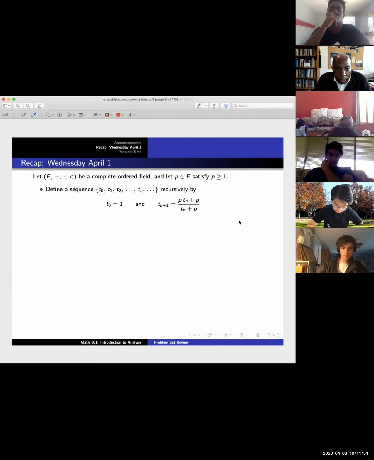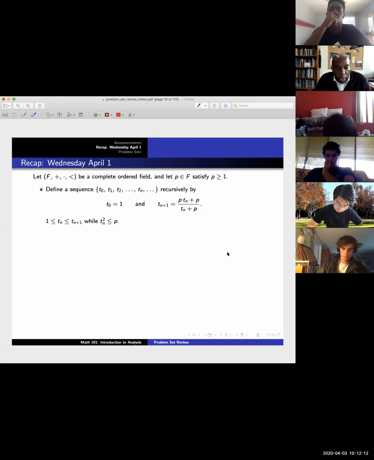So first, we defined a sequence in this way, and I'm going to come back and talk about the sequence in more detail today. But we have the sequence where we're going to write the next term in the sequence as pt plus p divided by t plus p. And the sequence satisfied a couple of really nice properties.